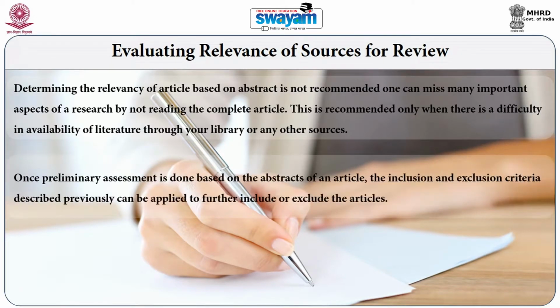But it is always recommended that for preliminary assessment one can refer to the abstract of the article to consider the article for further study. And while evaluating those abstracts, you can also apply the same filter criteria that we discussed in the previous section to exclude or include different articles in your review of literature.